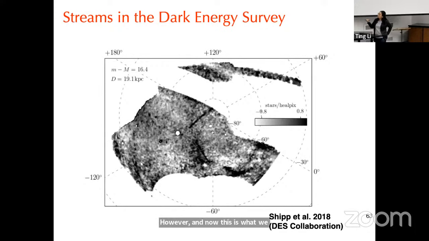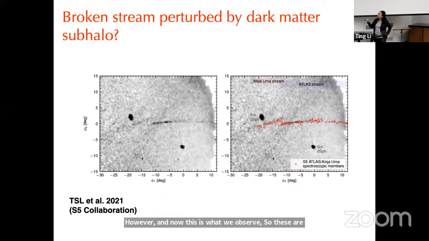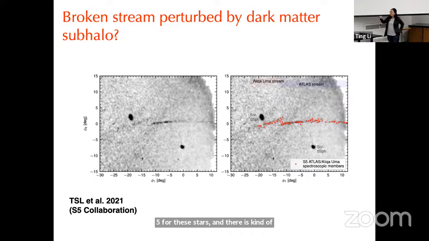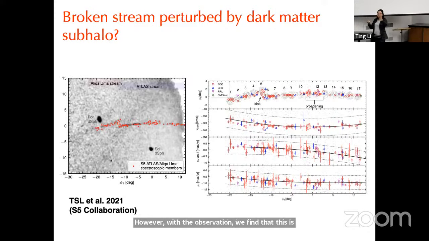So these are the 2 streams in a close zoom-in look. This one is here, and one is here. And we identify the member stars from S5 for these streams. There is kind of a break between these 2. However, with the observation, we find that these are the velocities, these 3 velocities in 3 dimensions, right?